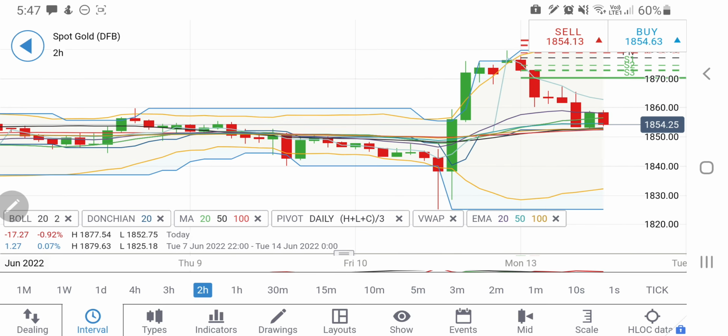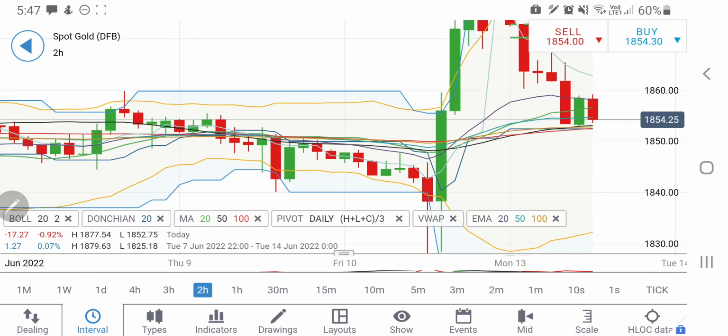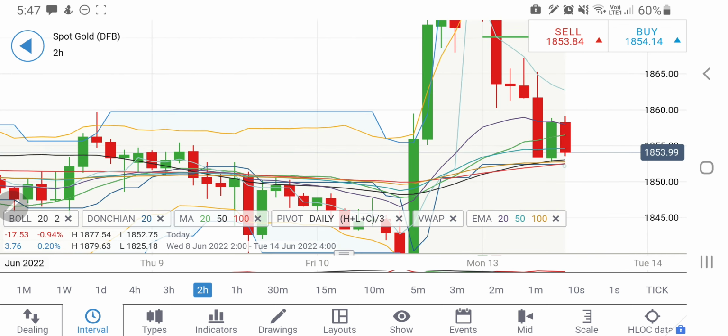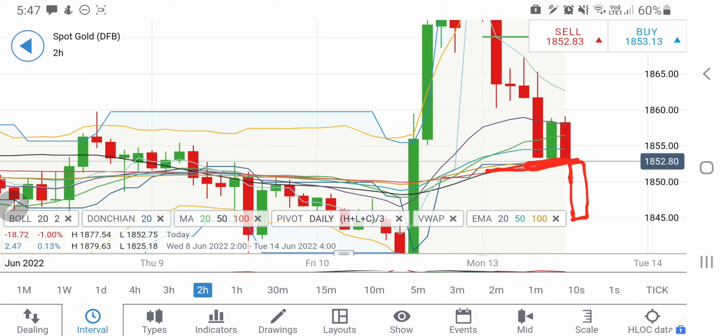And if you look at the 2 hour charts, why is the 1852 zone very strong? See, this is the 50 and 100 period moving average on the 2 hour charts coming together here, and this is giving it very strong support against any further downward move. Once it trades below 1852, probably then 1850, and below that we may see it dropping more towards the 1845 level. Mark my words, there could be a sharper drop once it trades below 1850 levels.